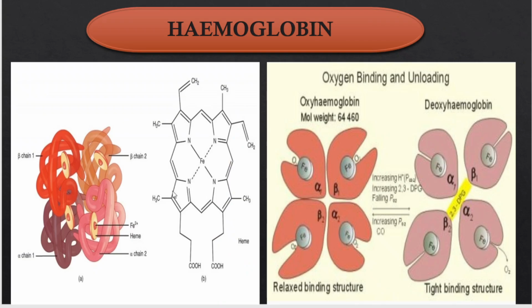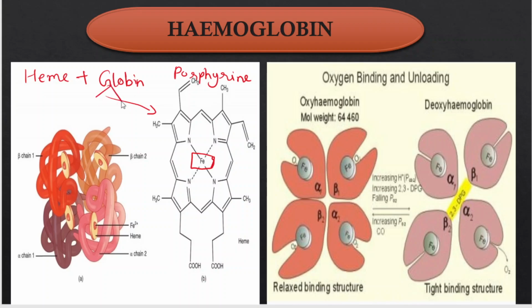When we see the structure of hemoglobin, it is made up of heme, which is a pigment, and the globin protein. Heme is a tetrahedral porphyrin ring structure. You can see the chemical structure here, where the iron atom is based at the center. It has a tetrahedral structure which provides the site for oxygen attachment.